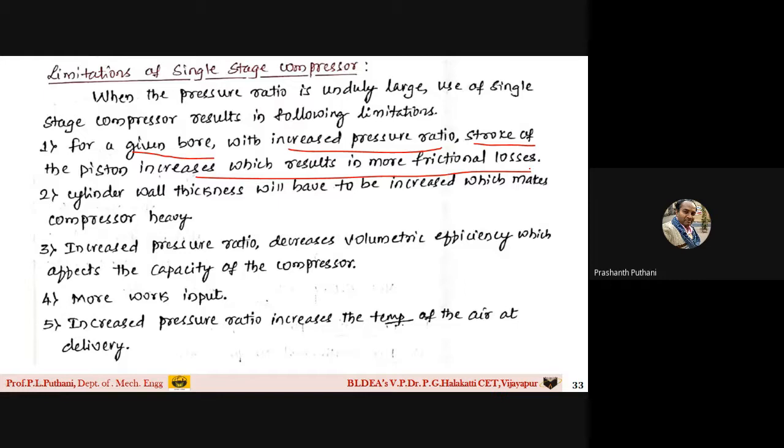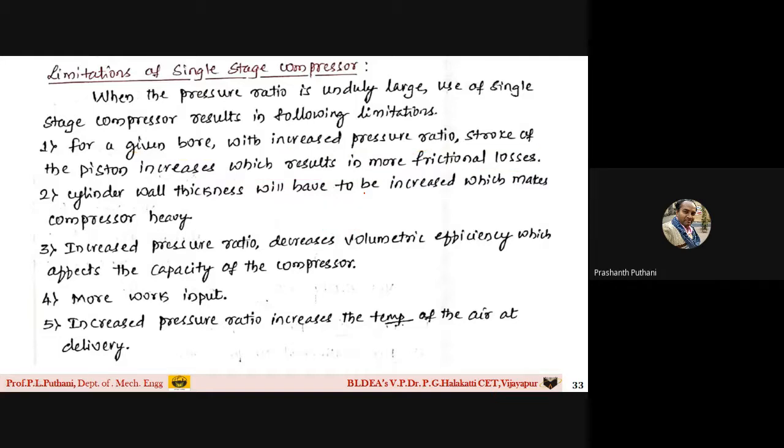What it means to say that, suppose I draw a rough sketch here. Please observe, say this is the diameter, around 40 mm. For this 40 mm you have a pressure ratio of say around 10, and as the stroke of the piston increases, it results in more frictional losses. As the pressure ratio increases, the stroke of the piston is responsible for the frictional losses. This is the first point.